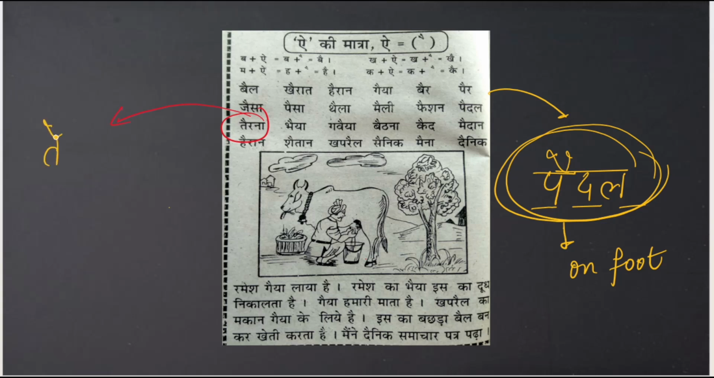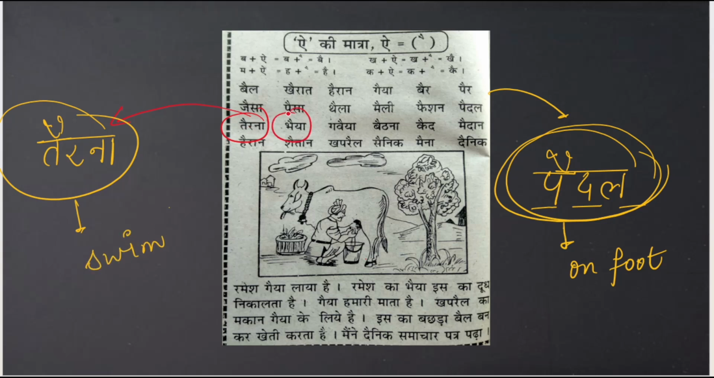This is ta, this is matra of I. Now it became tai. This is ra, this is na, this is matra of aa. Now it became tairna, which means swim. This is bha, and this is matra of I. Now it became bhai, and this is ya, this is matra of aa. Now it became bhaiya, which means brother.